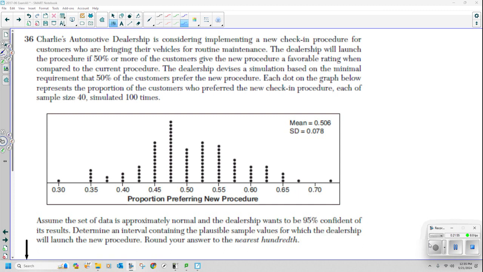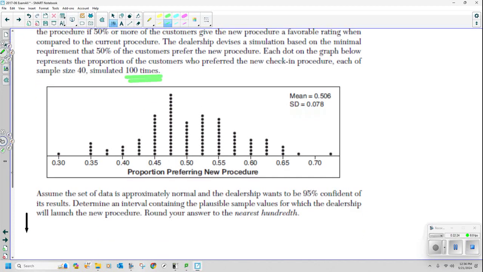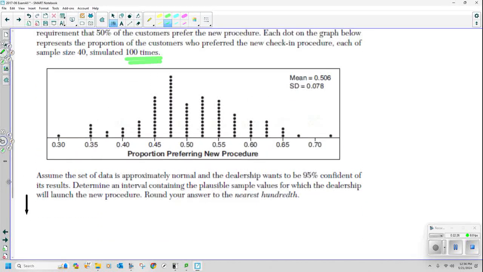Okay? Each one of these dots represents a computer simulation where they ask 40 people. So this dot is a simulation where they ask 40 people. This is another 40 people, another 40 people, and so forth. All these dots, that's what they represent. Okay, and there's 100 dots because they did this 100 times. Assume the set of data is approximately normal, and the dealership wants to be 95% confident in its results. Determine an interval containing plausible sample values for which the dealership will launch the new procedure.